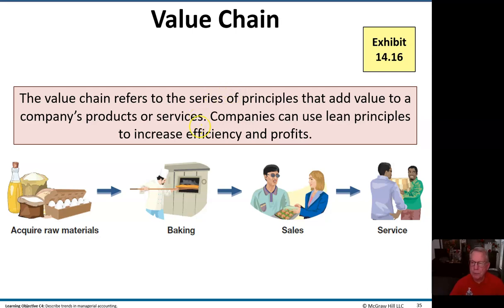Okay, value chain. I mentioned that earlier, and it refers to the series of processes that add value to a company's product or services. We can use our lean principles to increase efficiency and profits. And here they show that value chain. We acquire raw materials, it goes into the oven, and we bake it into some cookies, it looks like, and we sell it, and that goes out as a service business.